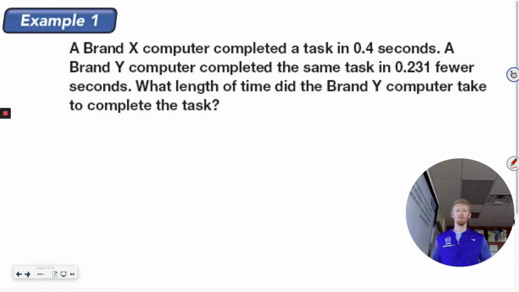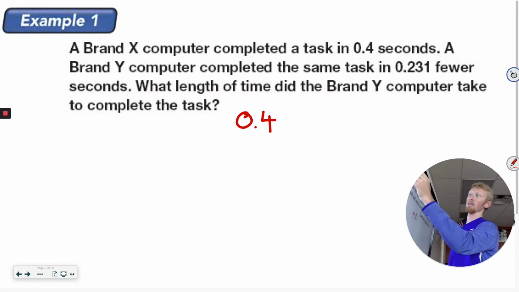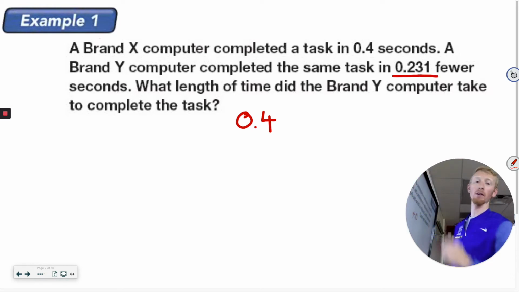All right, here's an example. Brand X computer completed a task in 0.4 seconds. A brand Y computer completed the same task in 0.231 fewer seconds. What length of time did the brand Y computer take to complete the task? So this is a subtraction problem here. So I have 0.4, and I need to figure out what is 0.231 fewer than that.